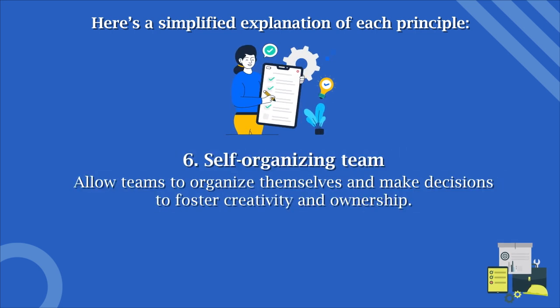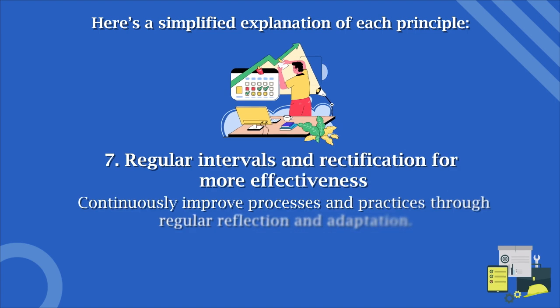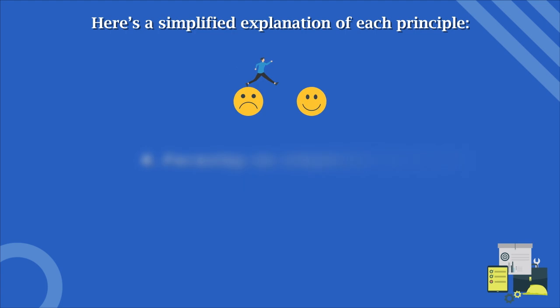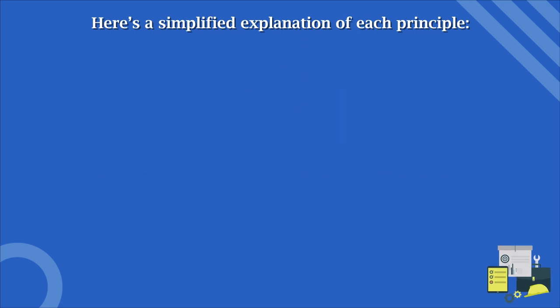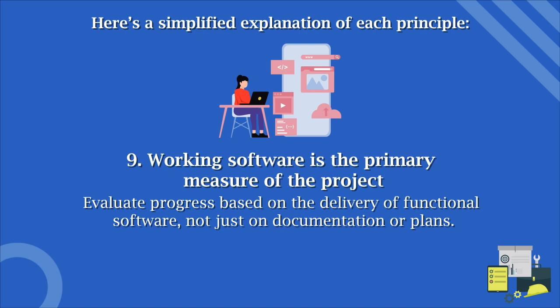Self-organizing team. Allow teams to organize themselves and make decisions to foster creativity and ownership. Regular intervals and reflections for more effectiveness. Continuously improve processes and practices through regular reflection and adaptation. Focusing on simplicity in design. Keep things as simple as possible to reduce complexity and increase efficiency. Working software is the primary measure of progress. Evaluate progress based on the delivery of functional software, not just on documents or plans.